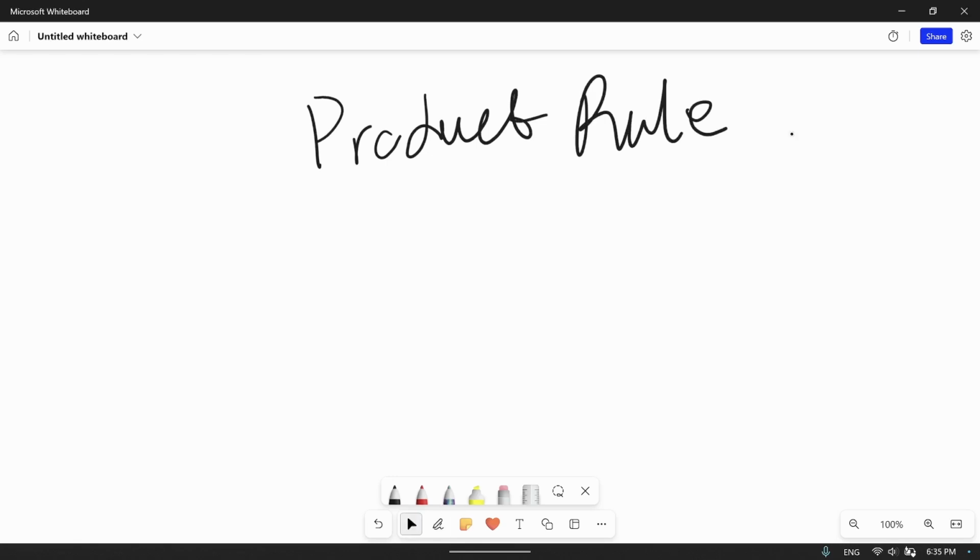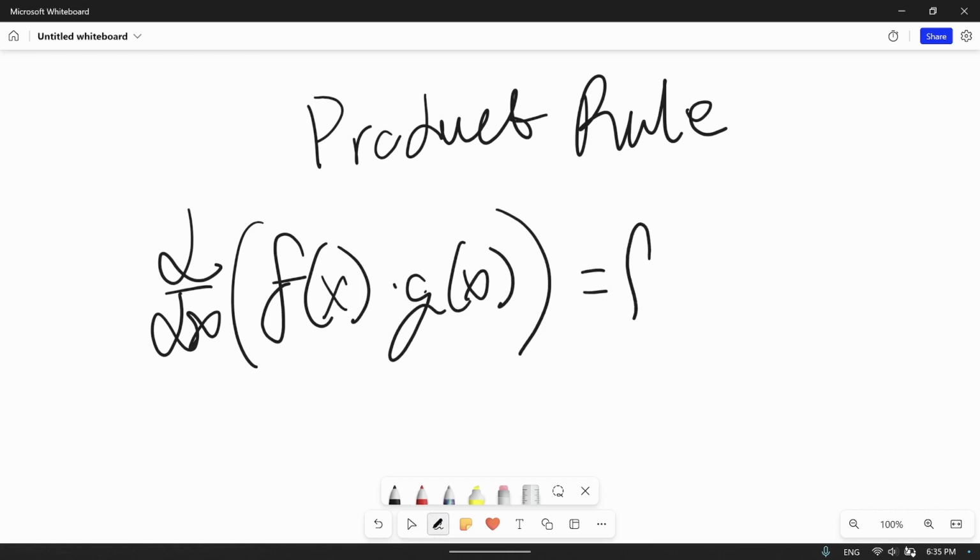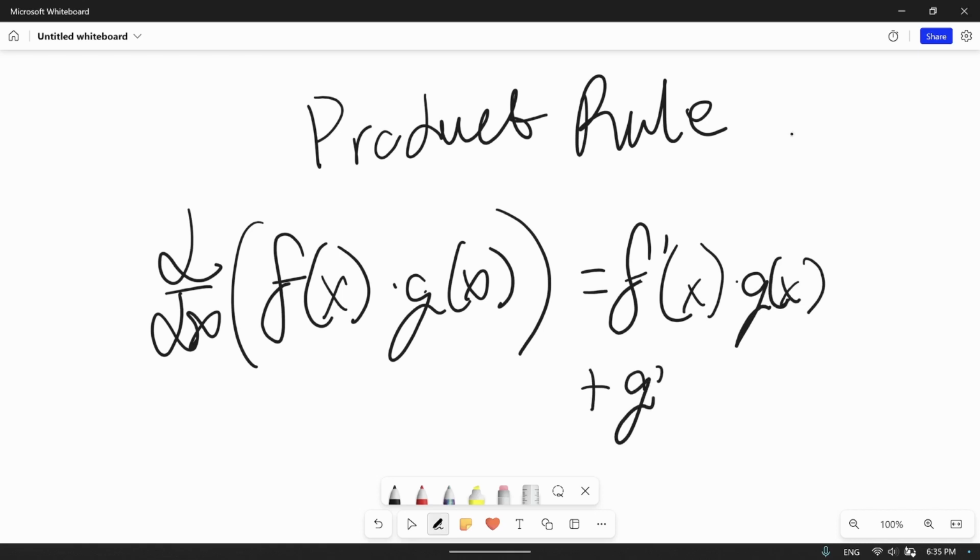The product rule. Basically, if you're trying to find the derivative of two functions that are being multiplied with each other, the result is going to be f prime of x times g of x plus g prime of x times f of x. So let me give you an example of this.